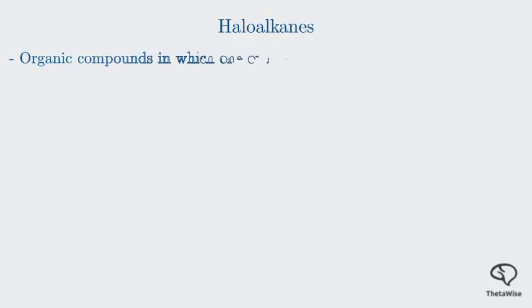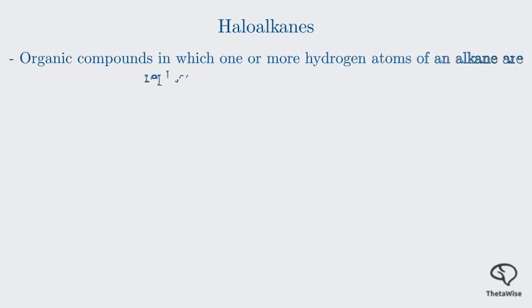We've covered alkanes. Now let's move on to the second chapter, haloalkanes. Our objective is to understand what haloalkanes are, how they are classified, and how their structure affects their reactivity. Haloalkanes, also known as alkyl halides, are organic compounds where one or more hydrogen atoms in an alkane have been replaced by a halogen atom. The halogens are fluorine, chlorine, bromine, and iodine.